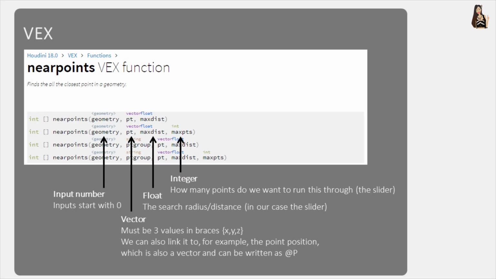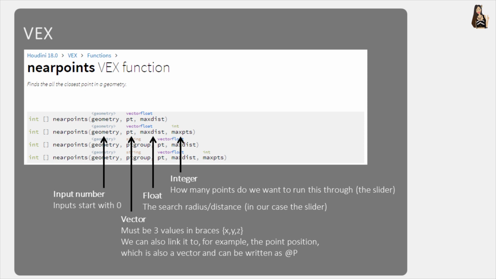Every time you write something, a formula, a function, you're not sure how to use it, you can always go to SideEffects Houdini website and check what this function does. So nearpoints is a vex function, and it finds all closest points in a geometry. The one that we're going to use is this second one. So you can see that we have many iterations. So first of all, it asks us for geometry. So we need to type an input number.